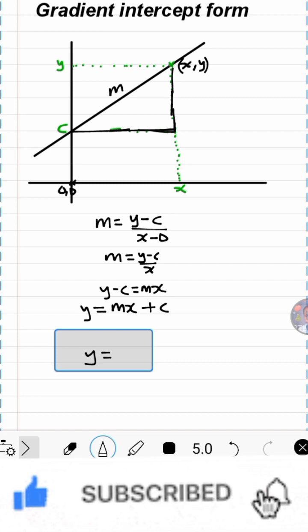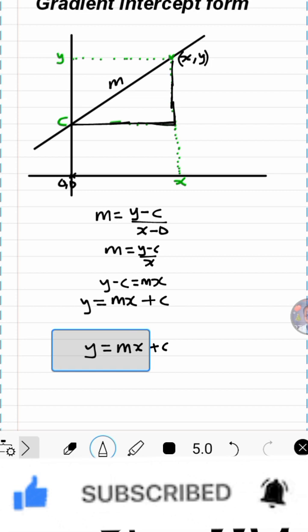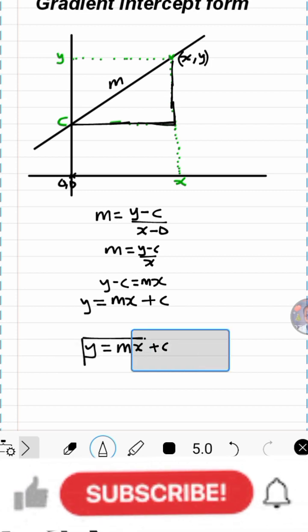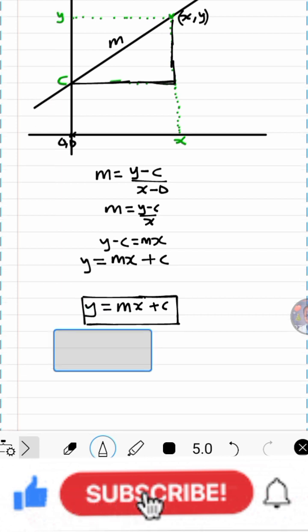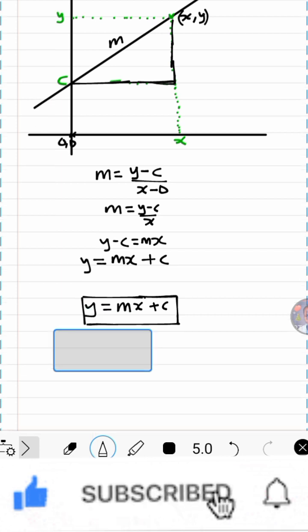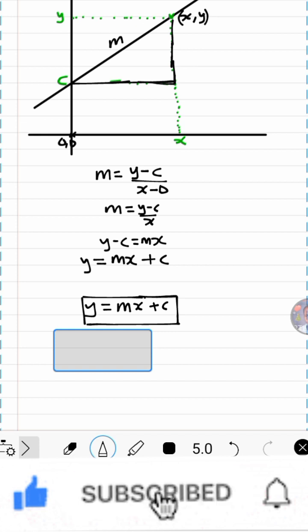y is equal to mx plus c, the general form of equation of a straight line. Take note of that. Anytime you have equation of a straight line and you can arrange it in such a way that the coefficient of y is 1, any number you have as the coefficient of x will be the gradient of that line. And c, the constant term, will be the intercept on the y-axis.